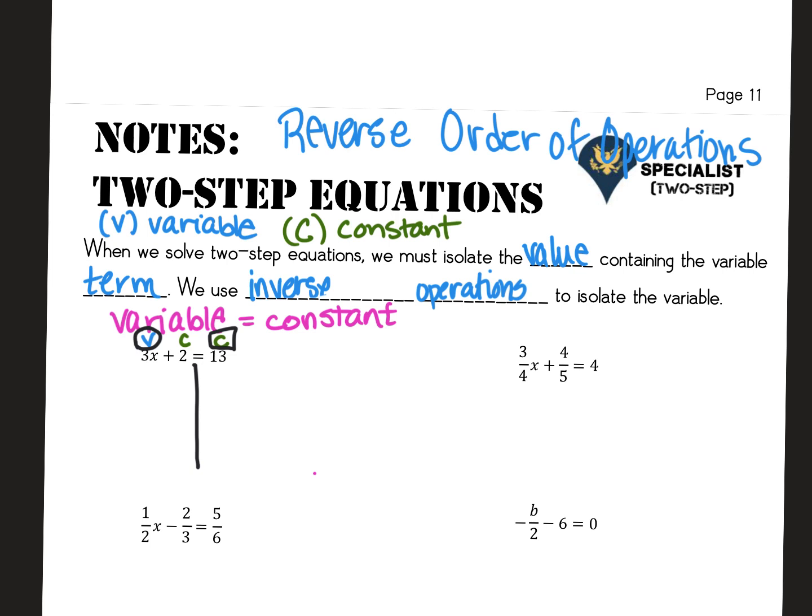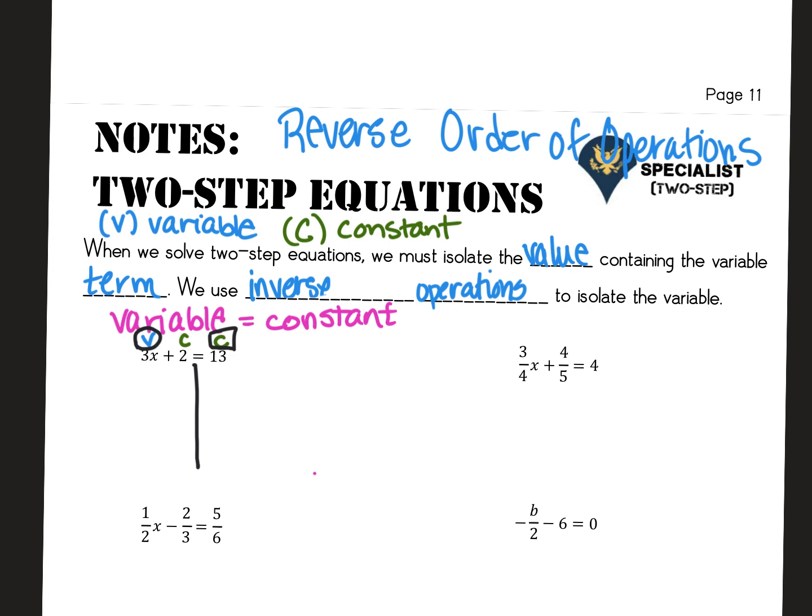You're still going to be isolating the value that contains the variable term. The thing about it is in the one step, you just had the variable term opposite a constant. Now we're going to have a variable term with the constant on that same side equal to a constant. So we have to collect our constants all to the same side while leaving our variable and then isolating the variable. So the first thing you need to do is get your constants together.